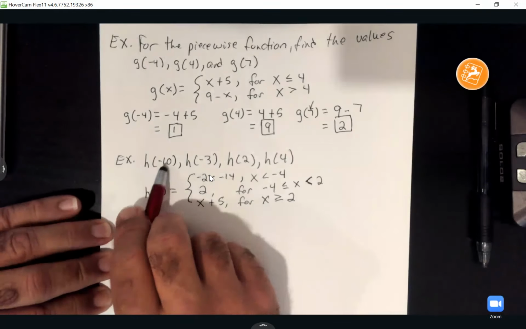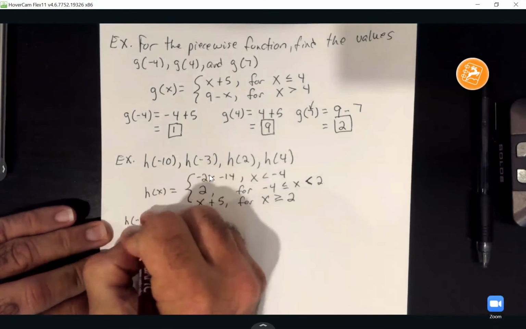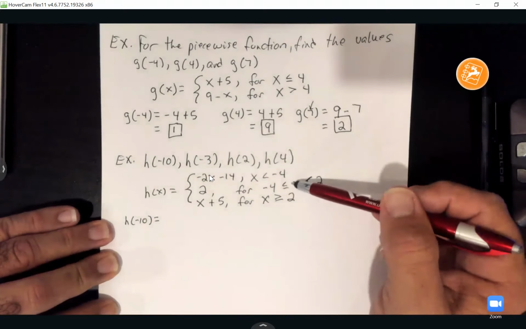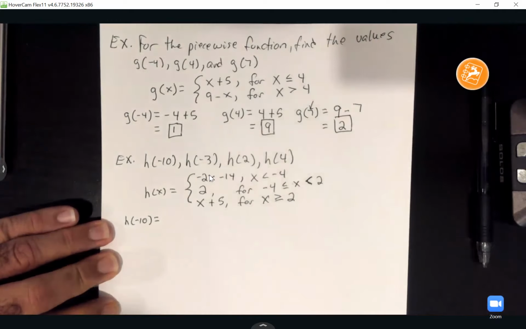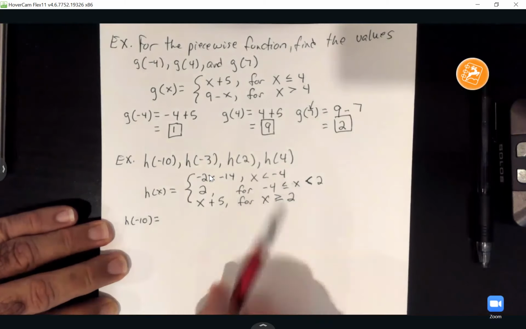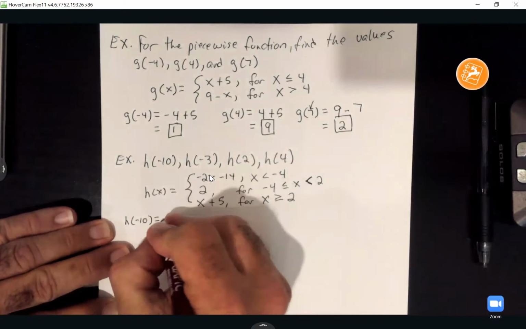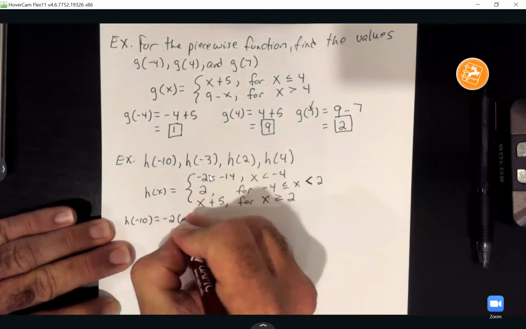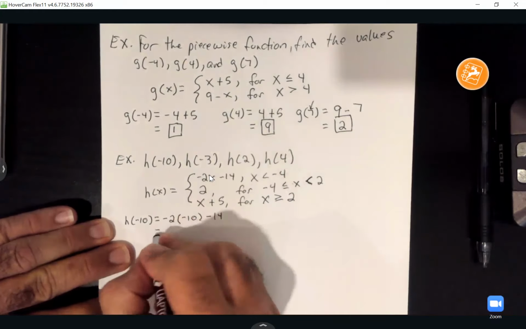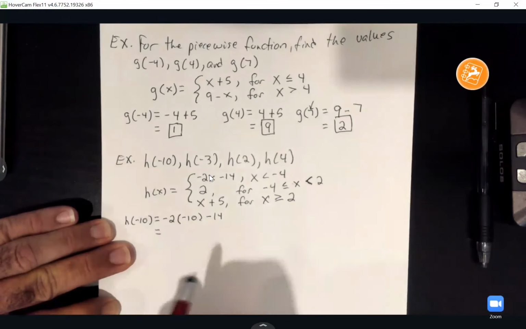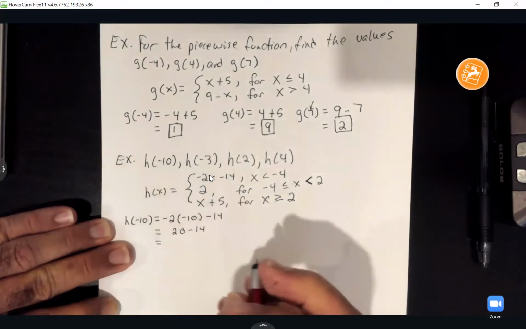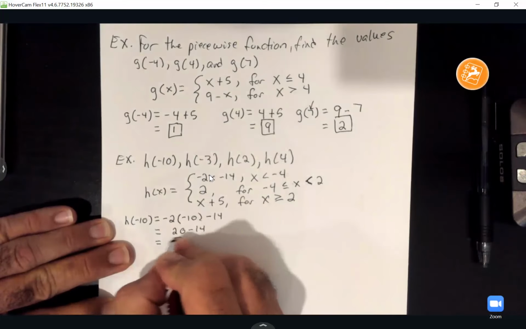So the first one they want me to find is h of negative 10. So y'all, we have to figure out if we want the first equation, second equation, or the third equation. Is it the first? It is, because negative 10 is definitely less than negative 4. So we will take our first equation, negative 2 times my x, which is negative 10, minus 14. Negative 2 times negative 10 is 20 minus 14. So that gives me a positive 6.